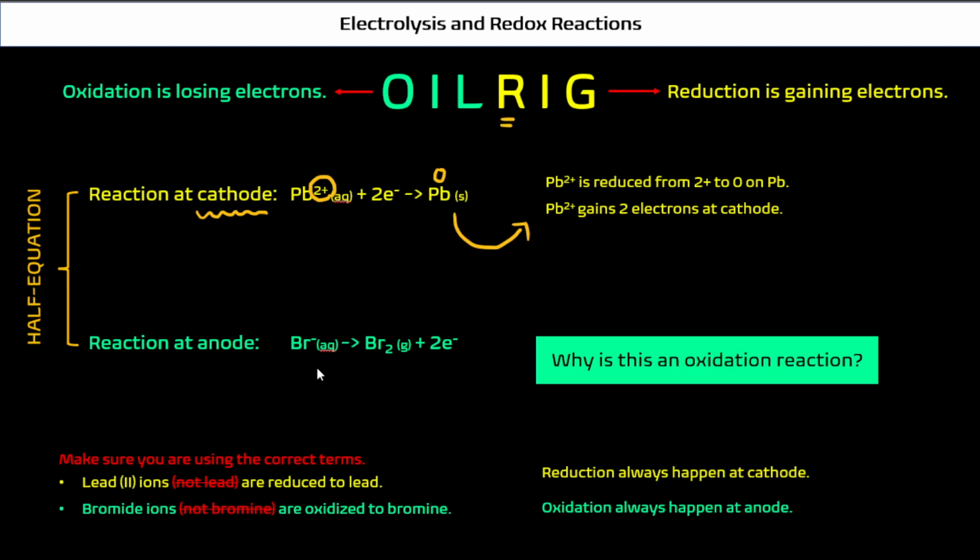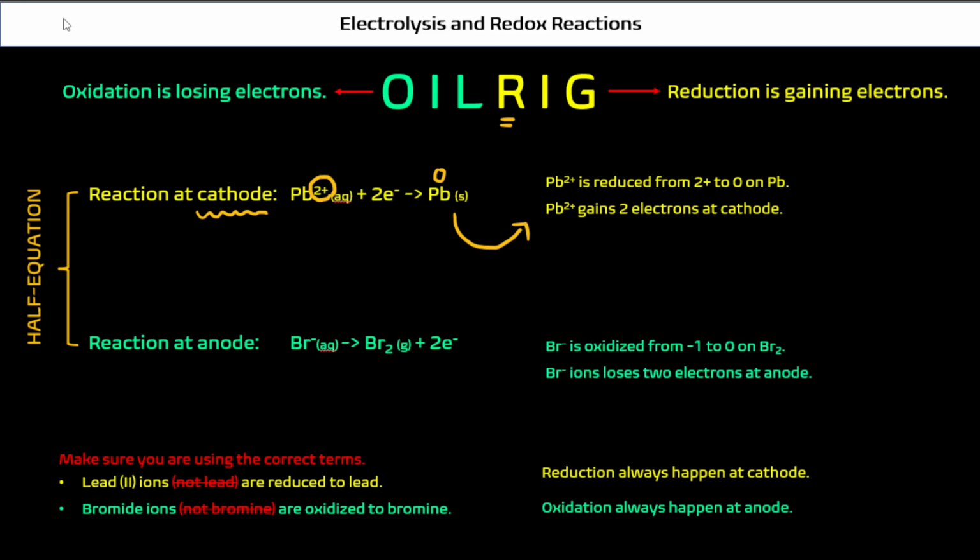For the reaction at the anode, why is this an oxidation reaction? Again, you can simply answer this by saying that Br- is oxidized from a charge of -1 to 0 on Br2. Or you can also say that the Br- ion loses 2 electrons at the anode. Very simple to answer, and if they ask you these questions in exams, you should be able to score full marks.